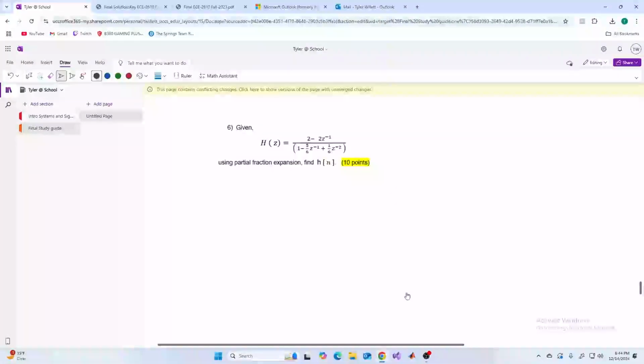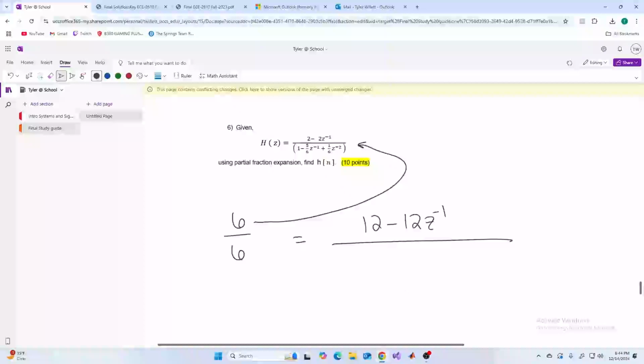Given some H(z), using partial fraction expansion, find h[n]. Perfect. So let's start off. The first thing we want to do is clean this up, and the first thing we want to do is multiply the top and the bottom by 6. If I multiply this by 6 over 6, I'm going to get 12 minus 12z to the negative 1, all divided by 1 minus 5z to the negative 1, plus 1z to the negative 2.